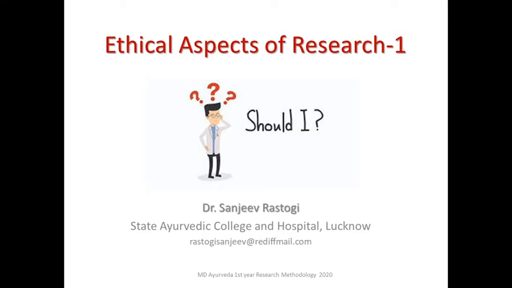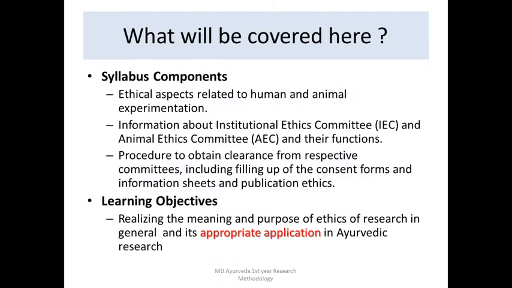So in this lecture, what we are going to cover, the syllabus component of this particular topic as referred by CCIM is: number one, the ethical aspect related to human and animal experimentation. Second is the information about Institutional Ethics Committee, that is IEC, and Animal Ethics Committee, that is AEC, and their functions. And thirdly, we are going to talk about procedures to obtain clearance from respective committees, including filling up of the consent forms and information sheets, and publication ethics.